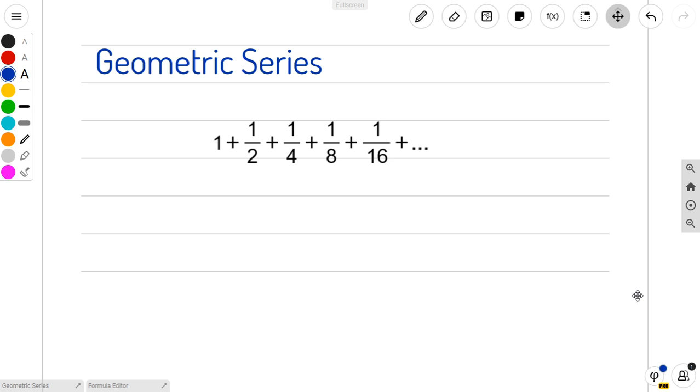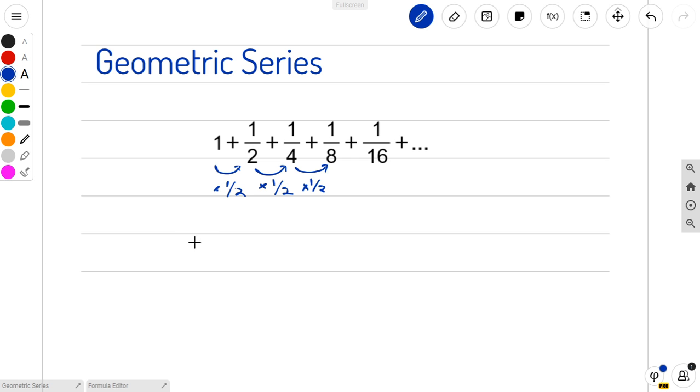Alright, a geometric series is kind of like a geometric sequence in that you notice to go from one term to the next term every single time here, you are multiplying by 1/2, right? Just multiplying by 1/2 to get to the next term and the next term and the next term and so on, right?